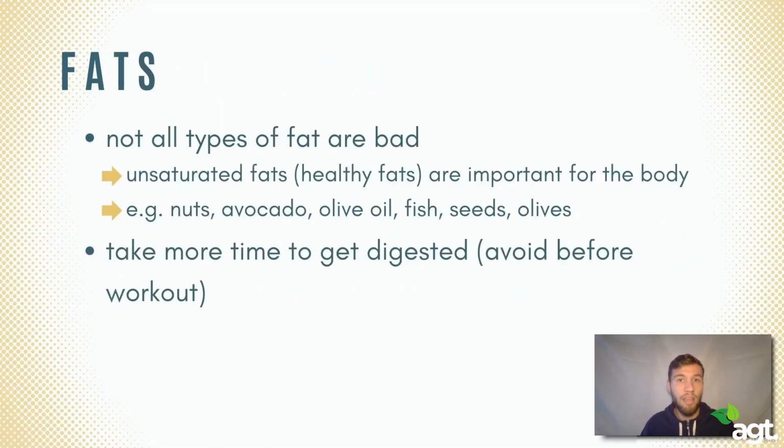Moving on to fats, not all types of fat are bad. In fact, the unsaturated fats, so the healthy fats, are very important for the body, and they include nuts, for example, avocado, olive oil, fish, so the fish oil, all kinds of seeds or olives. The types of fat we want to avoid are chips or anything that's fried pretty much. Before a workout, you should avoid eating fats because they take more time to get digested.